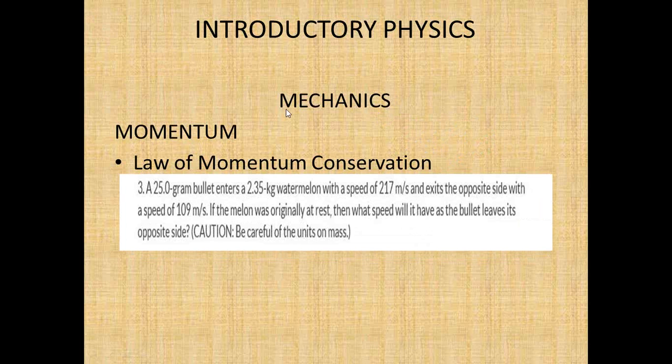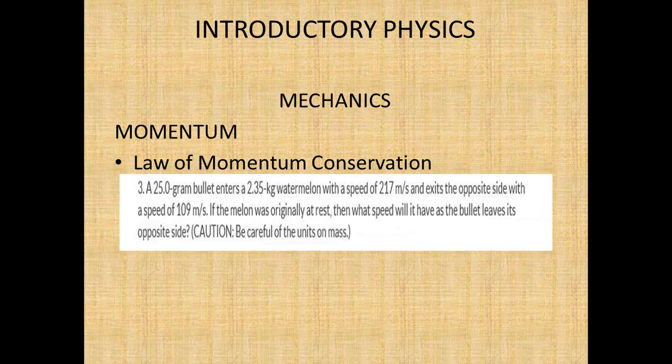All right, so question number 3. Question number 3 states that you have again a 25-gram bullet. It enters a watermelon with a speed of 217 meters per second. This time it exits the opposite side with a speed of 109 meters per second. If the watermelon was originally at rest, then what speed will it have as the bullet leaves its opposite side? So just imagine the scenario.